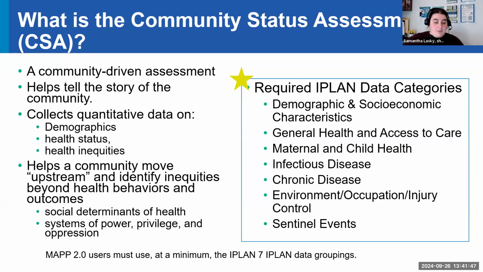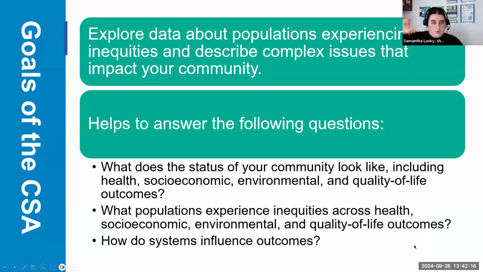at a minimum the IPLAN 7 data groupings: demographic and socioeconomic characteristics, general health and access to care, maternal and child health, infectious disease, chronic disease, environment, occupation and injury control, and sentinel events. Next slide. Oh, one back. Thank you.